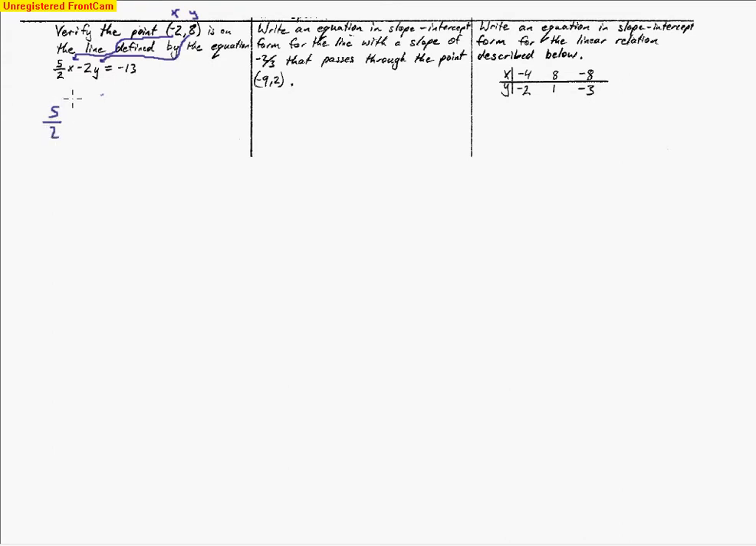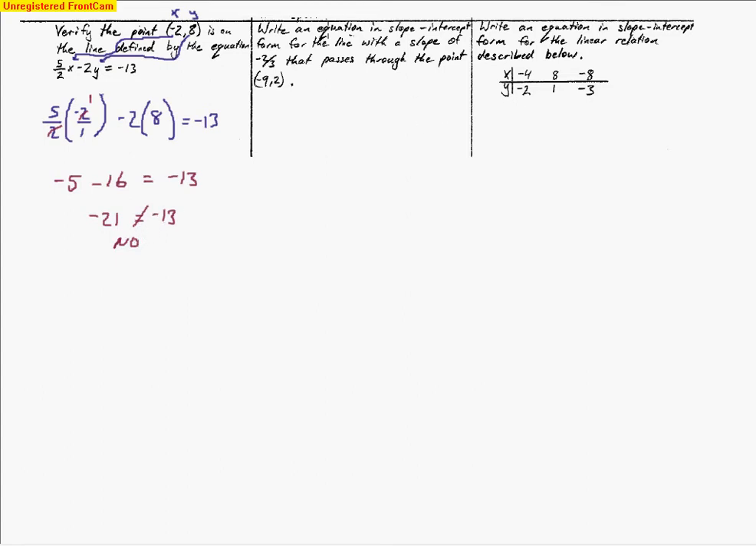So let's rewrite what we've got. 5 halves times -2 over 1. Now I wrote that as a fraction so you could see the cross canceling. And then -2 times 8, and see if it equals -13. So we go ahead and do some work there. The 2's cancel out, and what we've got left here is a -5, and then over here we've got -16. And we see if that does equal -13. Well, nope, it sure doesn't. Those two numbers need to add together, and they equal -21, not -13. So what that means is no, that point is not on that line.